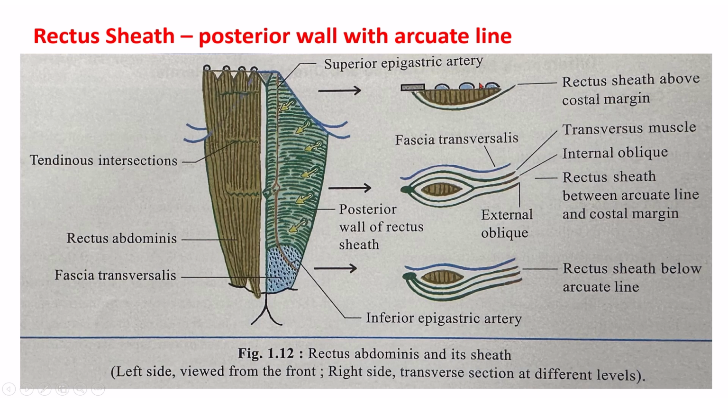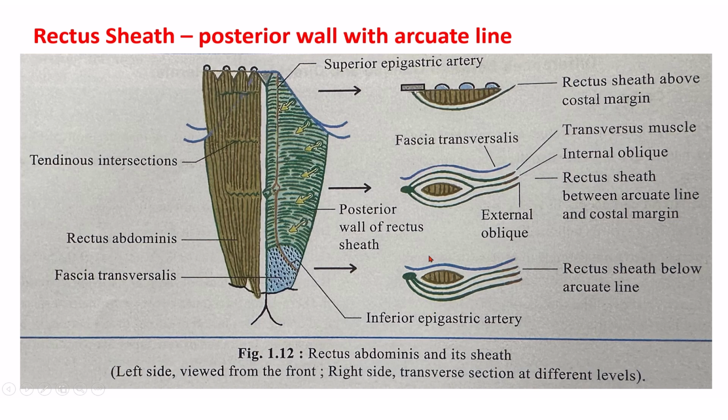Rectus sheath above the costal margin, you can see posteriorly it is deficient, whereas anteriorly you can see it is formed by the external oblique aponeurosis only. That is why it is thin. If you see the rectus sheath between arcuate line and costal margin, you can see here anteriorly there is external oblique aponeurosis and there is the anterior lamina of the internal oblique. Posteriorly there is the posterior lamina of internal oblique and transverse abdominis muscle.